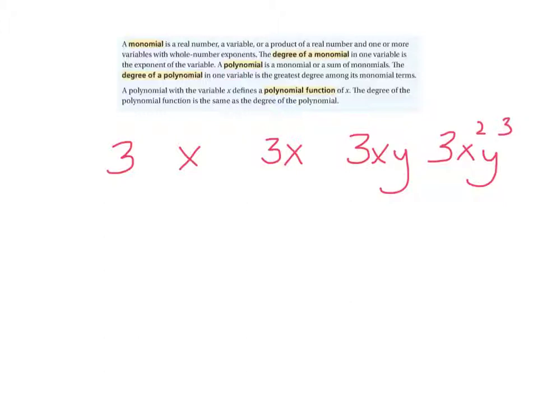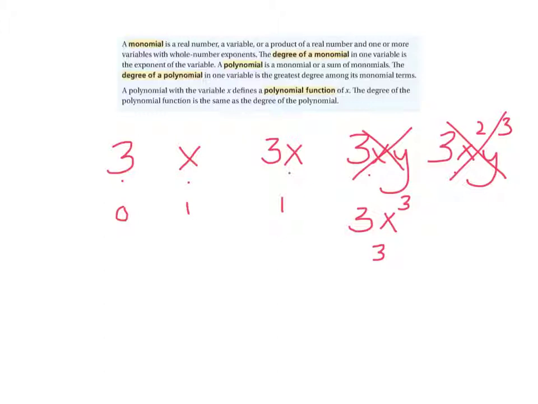That's because they have one term. The degree of a monomial in one variable is the exponent of the variable. We're not going to be talking about the degree of something like 3xy. So the degree of 3 would be 0, since there is no variable. The degree of x would be 1 because it's x to the first. Again, we're not talking about the degree of monomials of more than one variable. If I had 3x cubed, that would have a degree of 3.